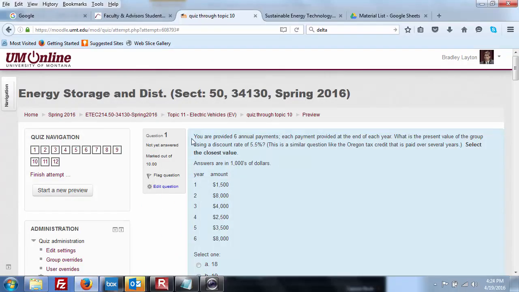All right, you are provided 6 annual payments. Each payment provided at the end of each year. What is the present value of the group using a discount rate of 5.5%?